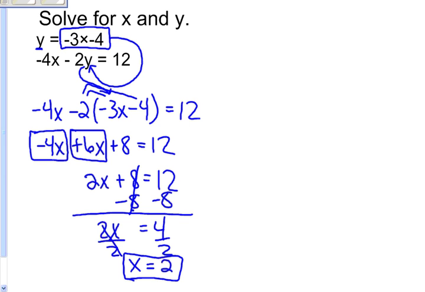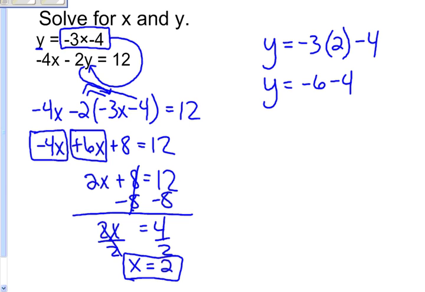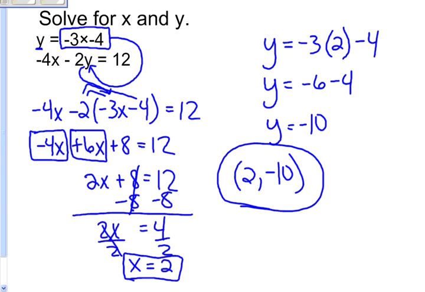Well, if I go back up to the top, I've got y equals negative 3x minus 4. I'm going to substitute, so negative 3, instead of putting an x there, I'm going to substitute in the 2, minus 4. And so that gives us y equals -6 minus 4, and then y is equal to -10. So I've solved for both my x and the y, and the point where these two intersect is 2, -10. This is the point where they intersect.